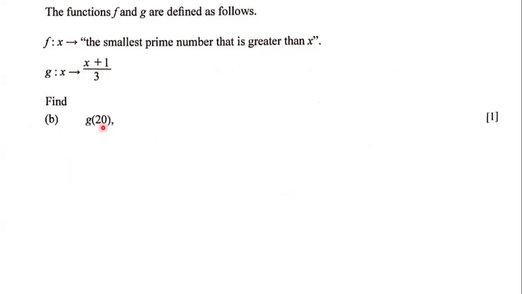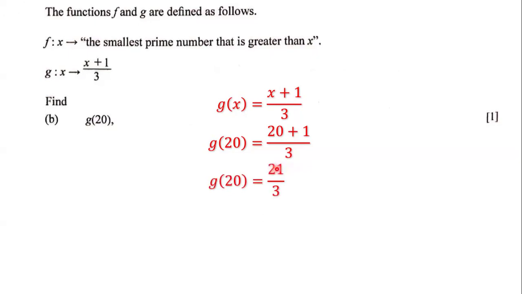Next, we have g of 20. What does that mean? That just means that wherever you see x in this function, you put 20. So this is going to be 20 plus 1 all over 3. 20 plus 1 is 21, so we have 21 divided by 3, and 21 divided by 3 is 7. So g of 20 is 7.